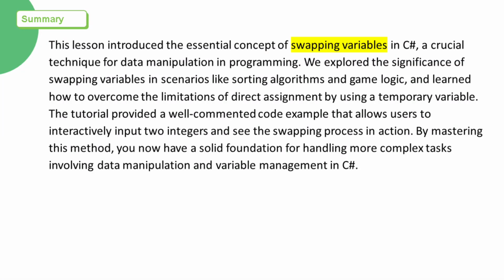This lesson introduced the essential concept of swapping variables in C#, a crucial technique for data manipulation and programming. We explored the significance of swapping variables in scenarios like sorting algorithms and game logic, and learned how to overcome the limitations of direct assignment by using a temporary variable. The tutorial provided a well-commented code example that allows users to interactively input two integers and see the swapping process in action. By mastering this method, you now have a solid foundation for handling more complex tasks involving data manipulation and variable management in C#.